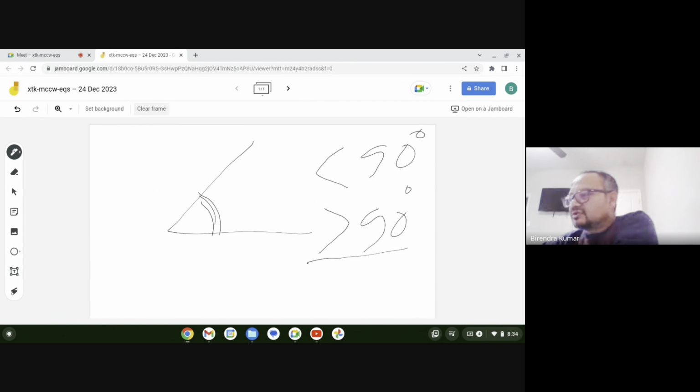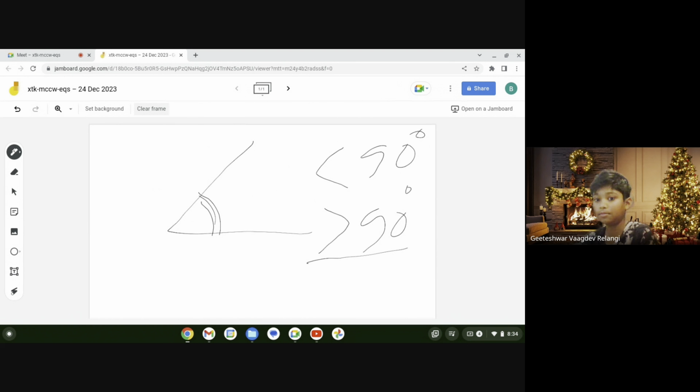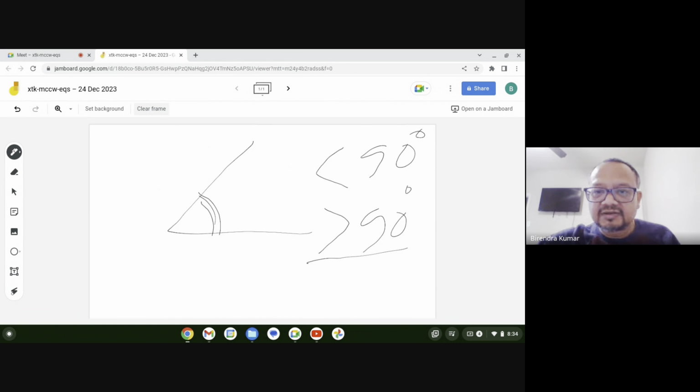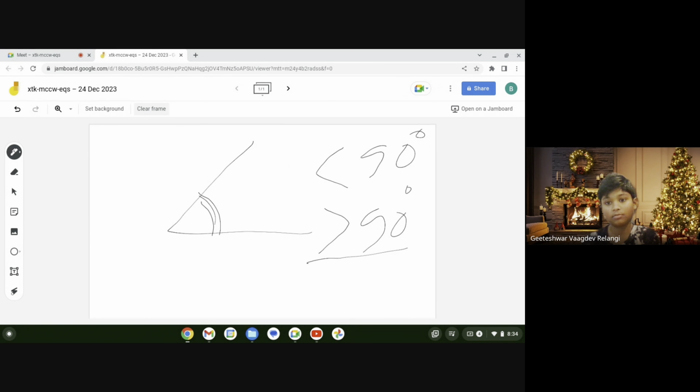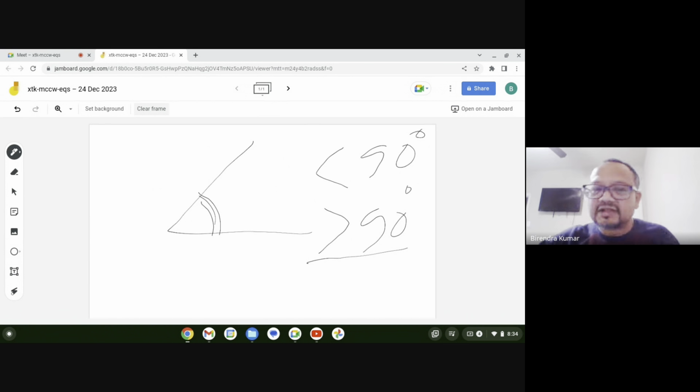So you know that part also, and you know how to measure an angle? No? You don't know how to measure the angle? Okay. So measuring the angle, we have tools to measure it. I mean, there's no other way to do it.